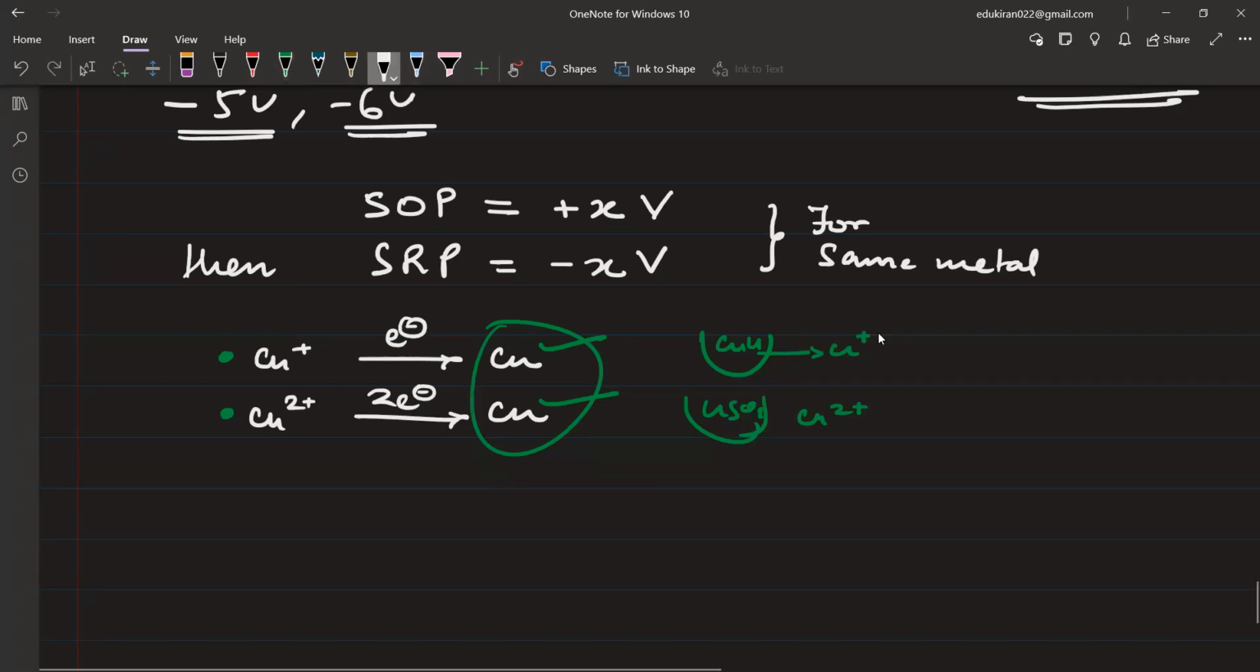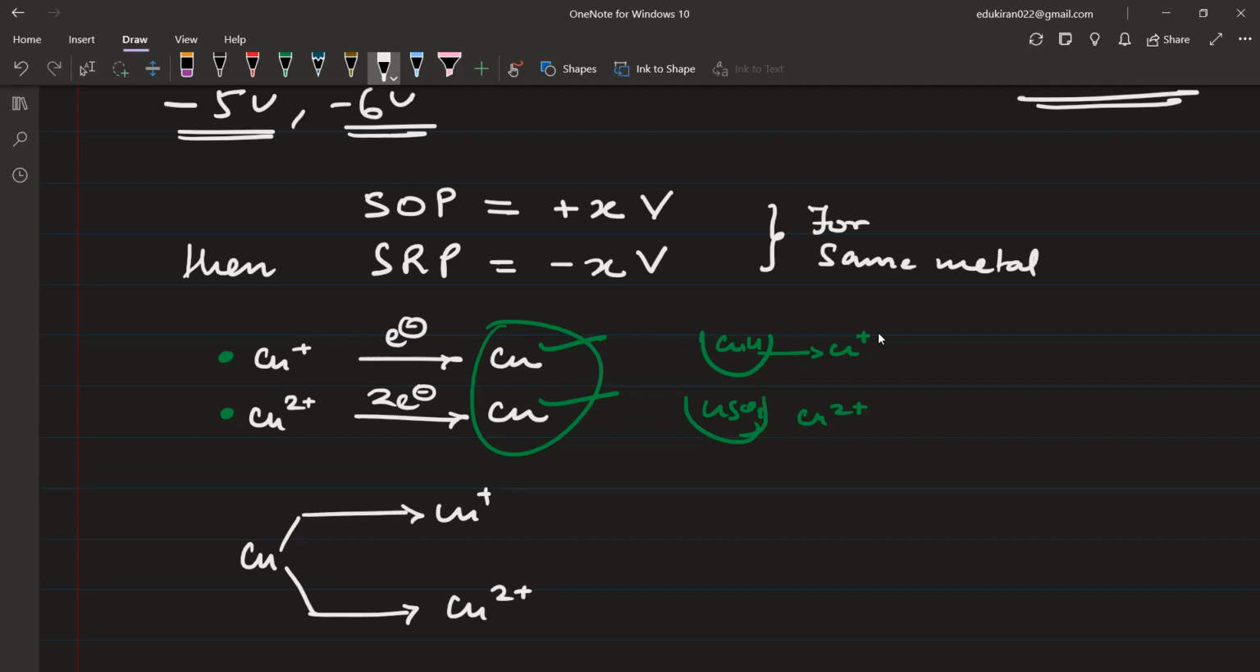Right? Yes. But the opposite is not true. If you're starting with copper, I cannot predict whether I am going to do a reaction in which I am going to get copper plus or copper 2+. Correct? Yes or no? Yes. Now, can you see that here we are doing oxidation, in which I cannot predict what is going to happen, you know, what is the system.